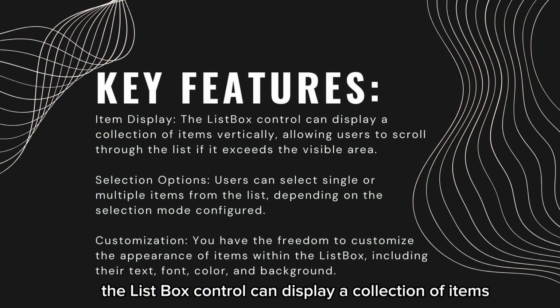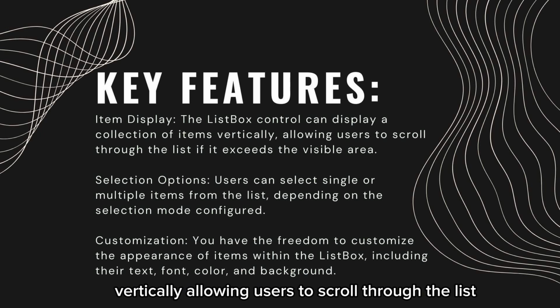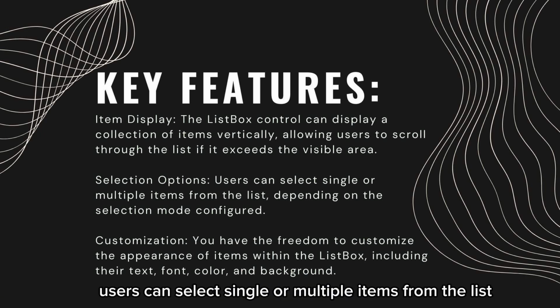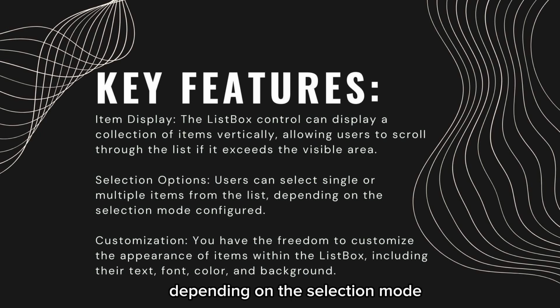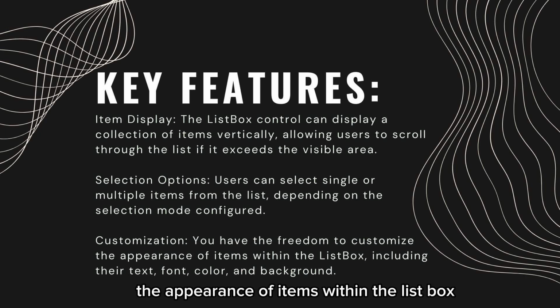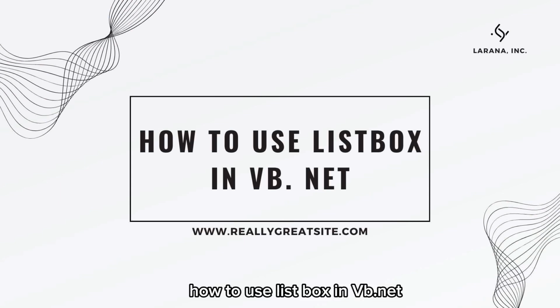The listbox control can display a collection of items vertically, allowing users to scroll through the list if it exceeds the visible area. Selection options. Users can select single or multiple items from the list, depending on the selection mode configured. Customization. You have the freedom to customize the appearance of items within the listbox, including their text, font, color, and background. How to use listbox in VB.NET.